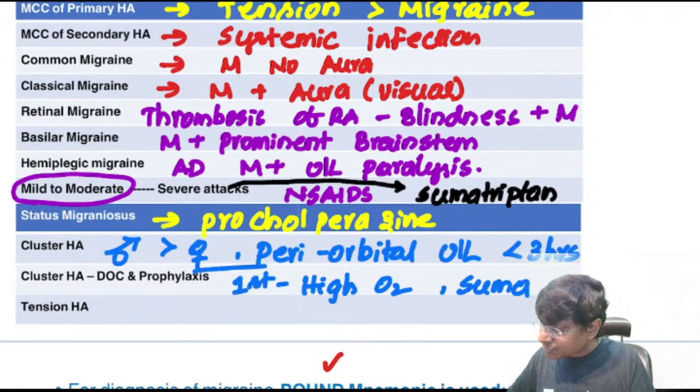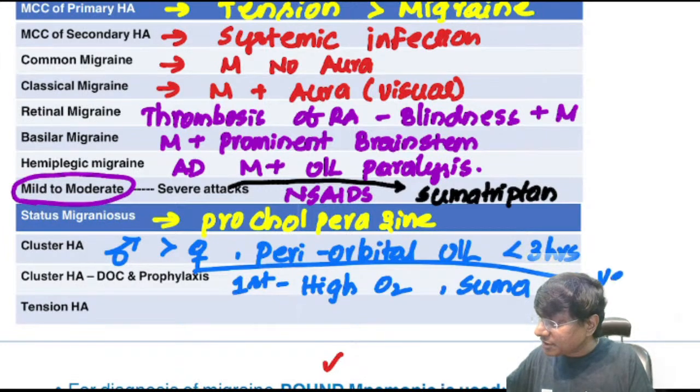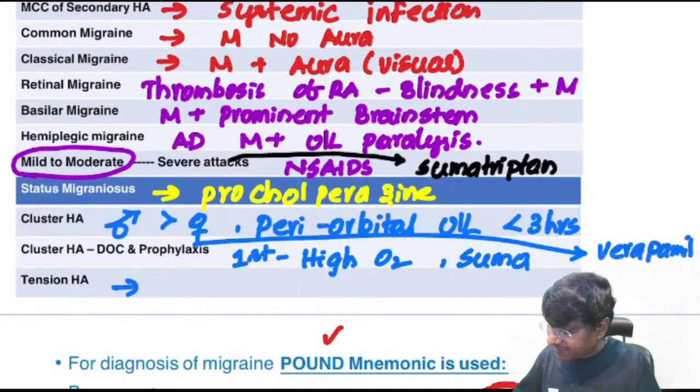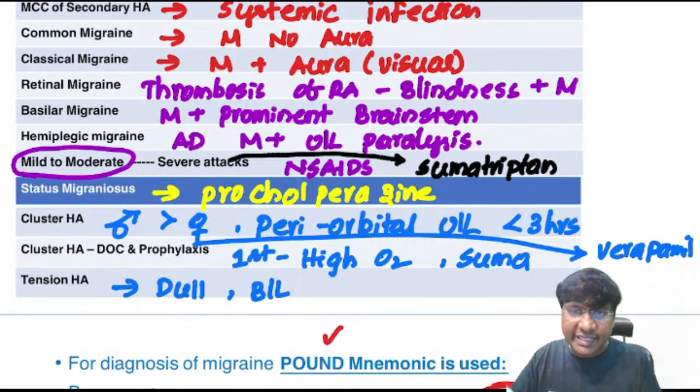Then what are the drugs which are given for prophylaxis? For prophylaxis we give a calcium channel blocker, that is verapamil. Right, that is verapamil. Okay, then coming to the tension headache. So tension headache is dull in character, and it will be bilateral, and it is present throughout the day, and it does not affect the routine activity of the patient. So this is about your tension headache.